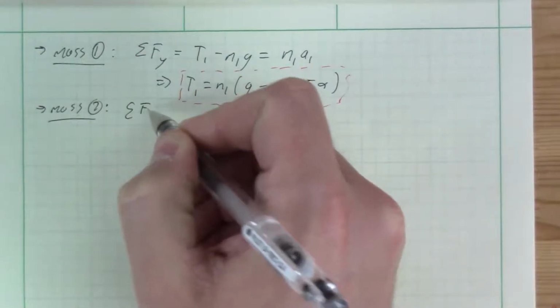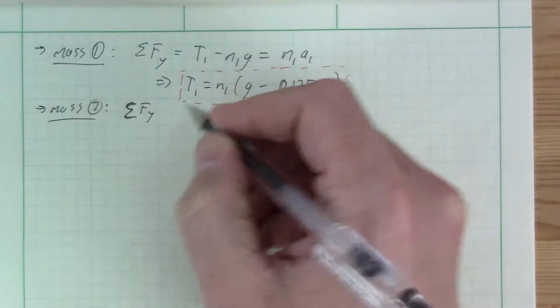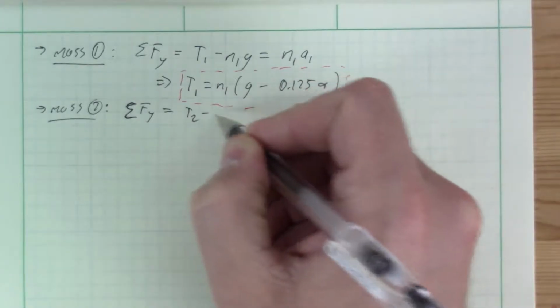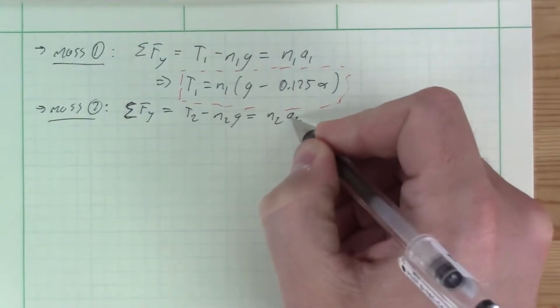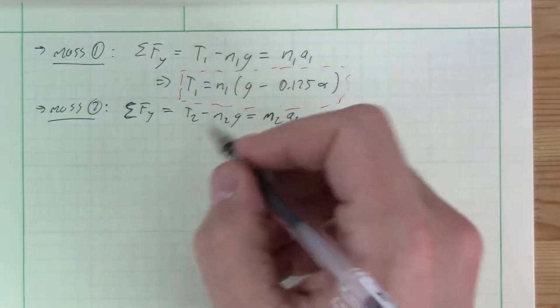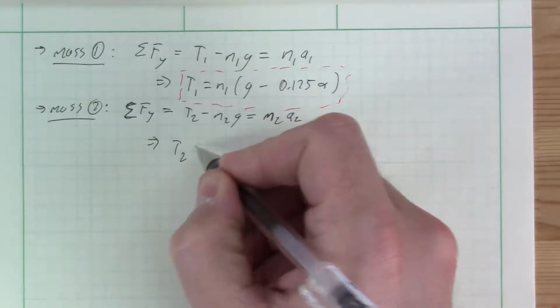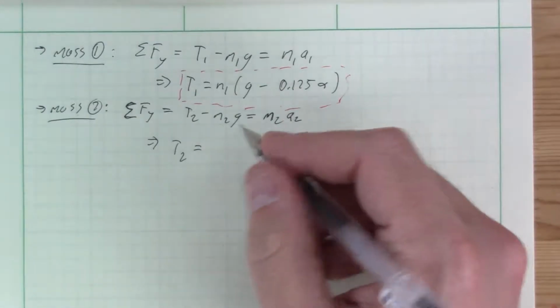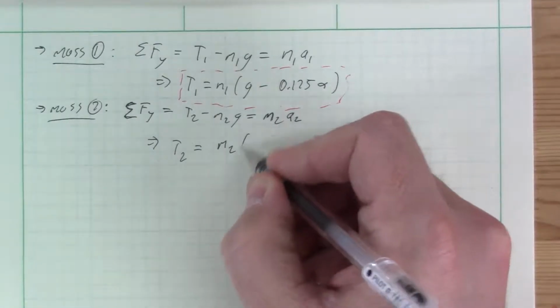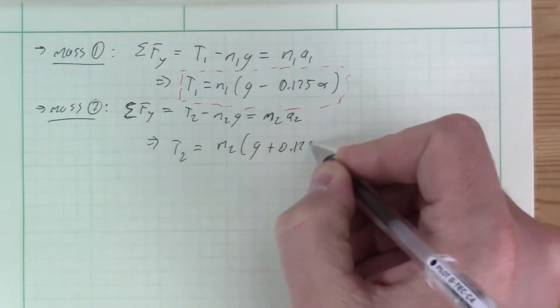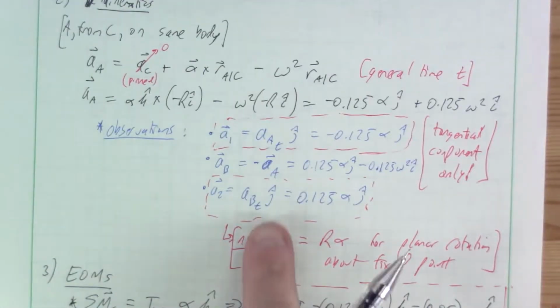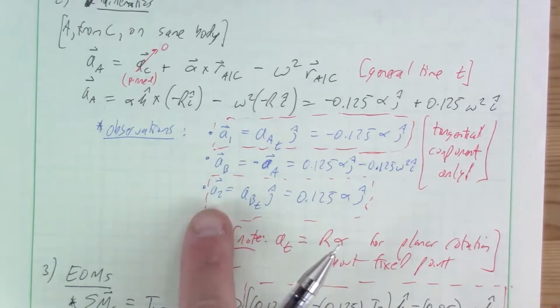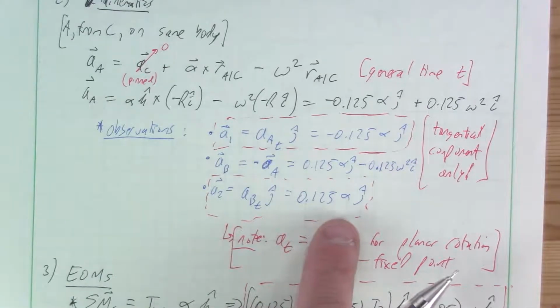And we do this again for mass 2. Sum forces in y equals T2 minus m2g, which equals m2 times acceleration 2. And so we get the tension in the 2 segment of the cable is m2g plus 0.125 alpha. And that's, again, using this information here, that the acceleration of 2 is 0.125 alpha.